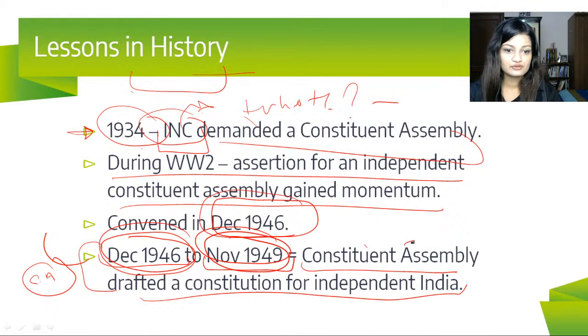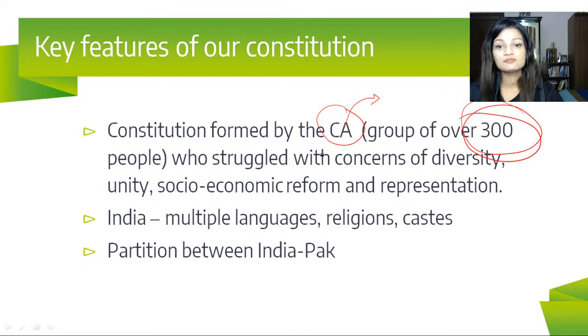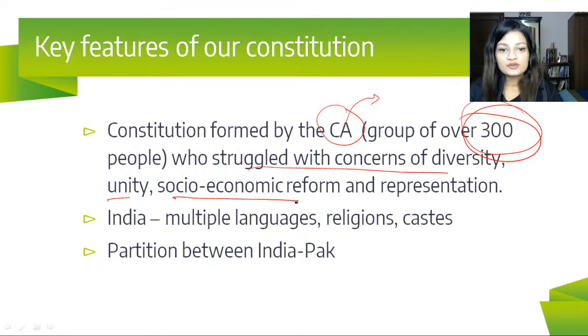But this is what we have to remember. Keep in mind that it was the Constituent Assembly which basically drafted the constitution for us. This Constituent Assembly had a group of over 300 people who struggled with the concerns of diversity, unity, socio-economic reform, and representation.